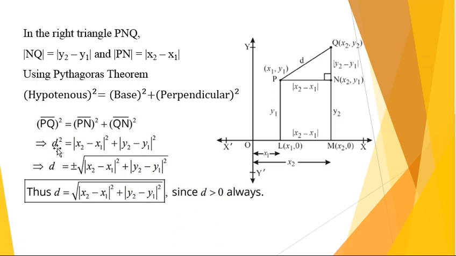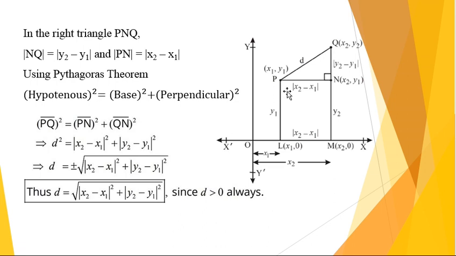PQ, which is equal to D, and taking the square, D squared equals the distance between P and N, which is (x2 minus x1) whole square, plus the distance between Q and N, which is (y2 minus y1) whole square. Now to remove this square from the D, we have to take the square root on both sides. So finally we have the distance formula between the points P and Q is equal to the square root of (x2 minus x1) square plus (y2 minus y1) square, and the distance is always greater than 0.